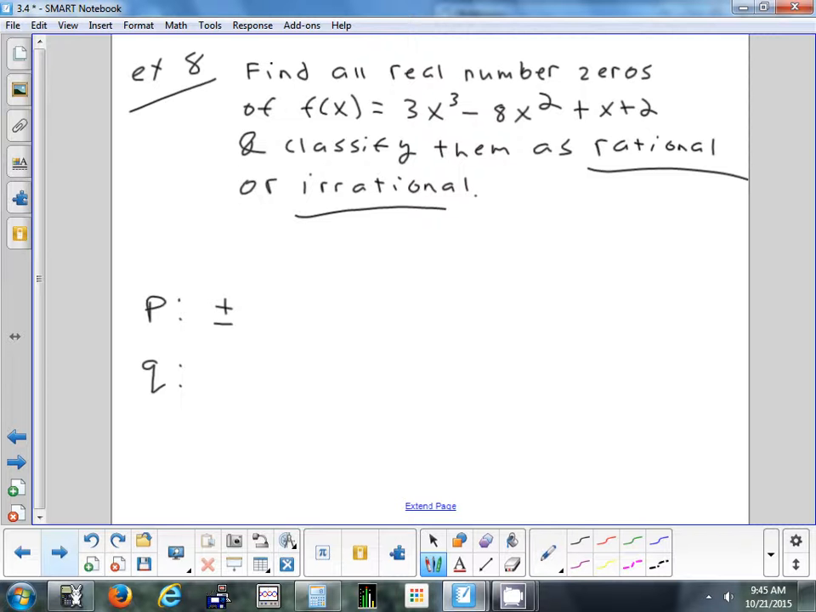Okay, what are my factors of p? Yep. Plus or minus 1, plus or minus 2. Factors of q, plus or minus 1, plus or minus 3.